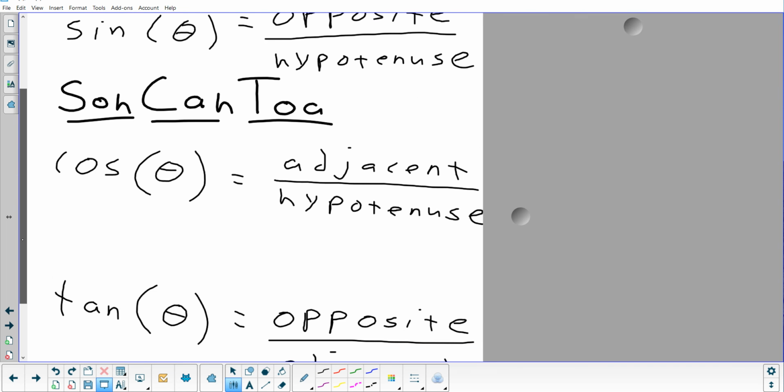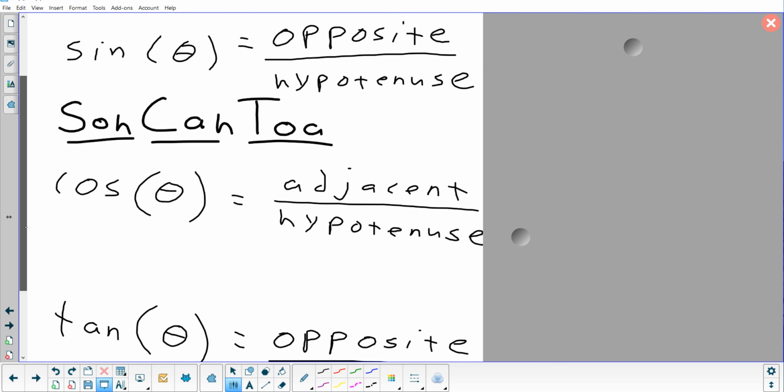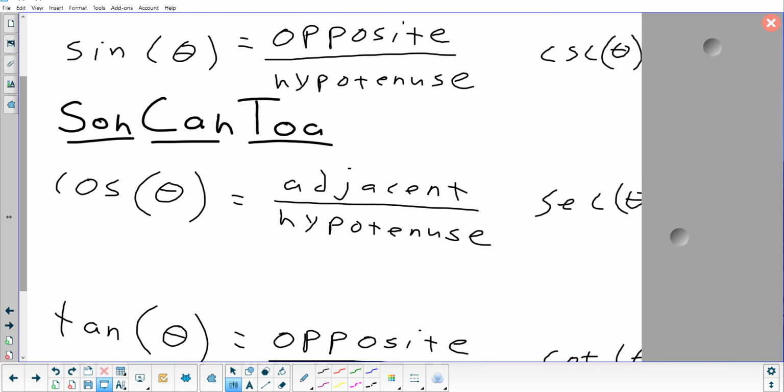So those are your first three: sine, cosine, and tangent. Now, when we did these last week, does anyone remember what we did with each of these three to get the other three? Yeah. We found the inverse.